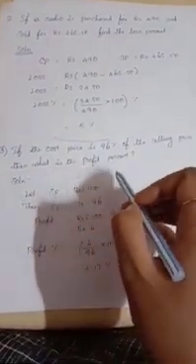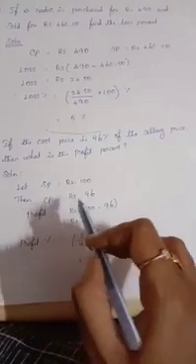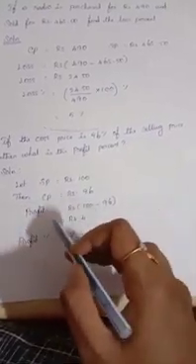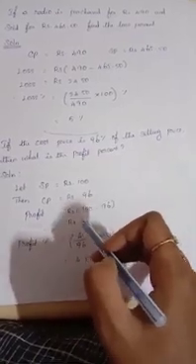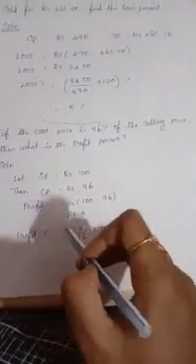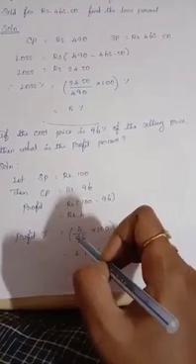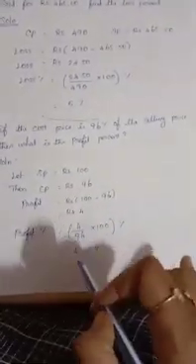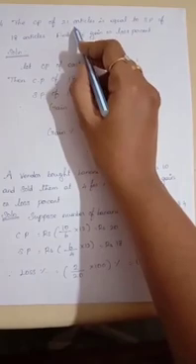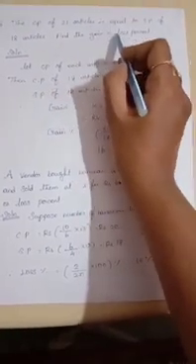The next problem: if the cost price is 96% of the selling price, then what is the profit percentage? Selling price equals rupees 100, cost price equals rupees 96, so profit equals rupees 100 minus 96, which is 4. The profit percentage equals profit value 4 divided by cost price 96 into 100 percentage. We get 4.17%.